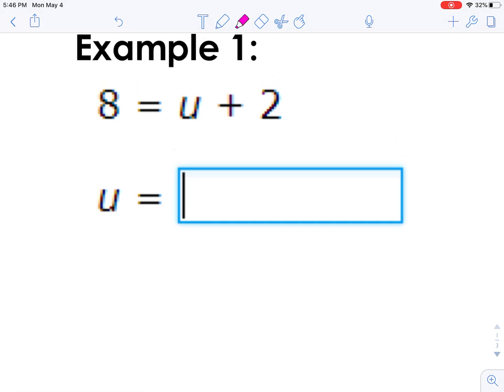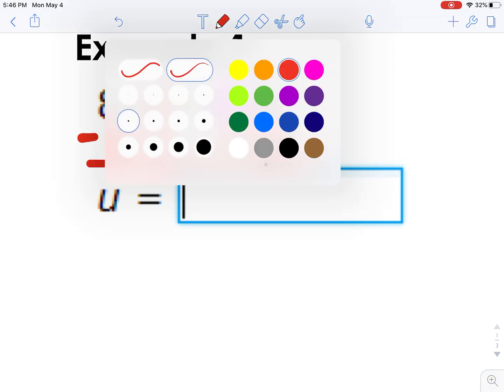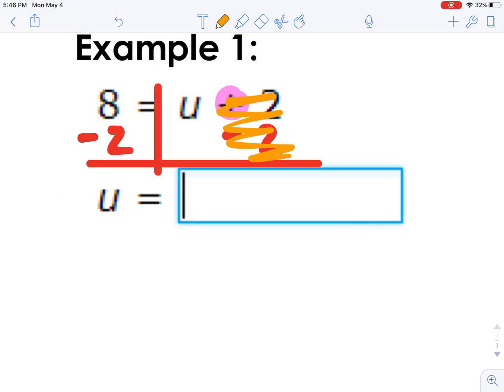Here we have a plus sign, and you want to think about what would undo addition. Undoing addition is subtraction. And just remember, what you do to one side, you must do to the other. So here, these will cancel out, and you're left with u. 8 minus 2 is 6.